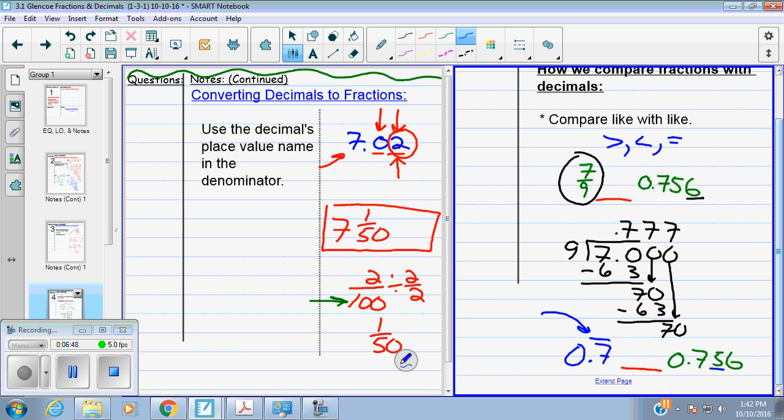So which one's bigger, 5 or 7? You're right, the 7 is bigger. So that is why we use that greater than symbol in there. And we do always want to realize that should go in the final answer as well as in the original number box. So 7/9 is greater than 0.756.